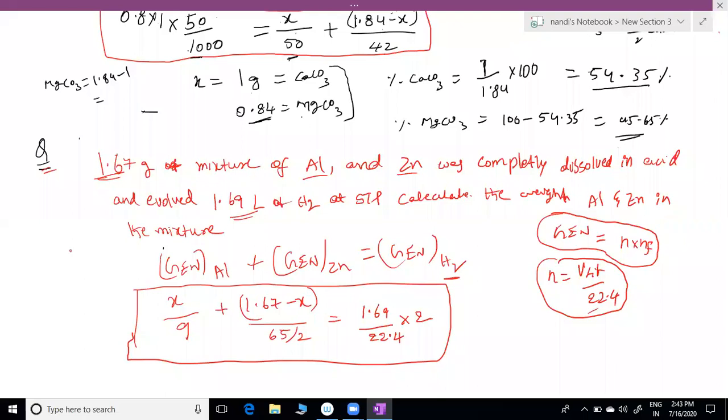In terms of volume, the number of moles n equals V liters by 22.4 liters. This is the number of moles. If you convert number of moles into equivalent number, n factor is 2. Number of moles, how much is here? V liters by 22.4 liters. What's the V liter given in the question? 1.69 by 22.4 liters into n factor 2 for hydrogen.